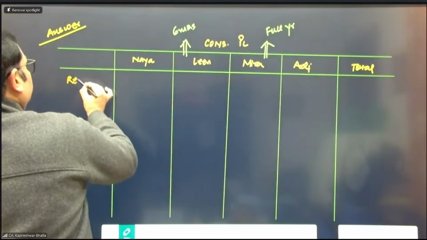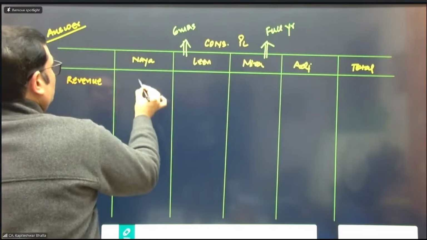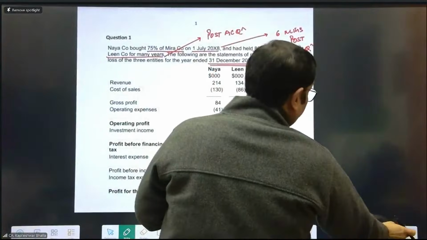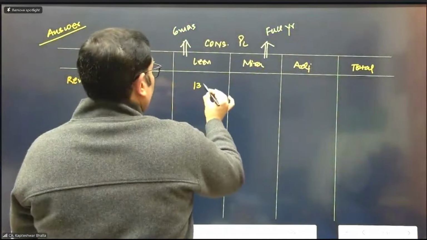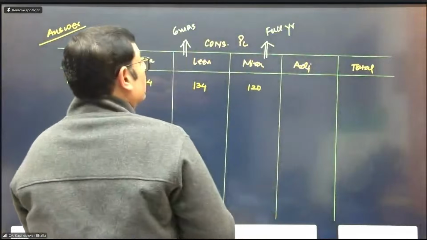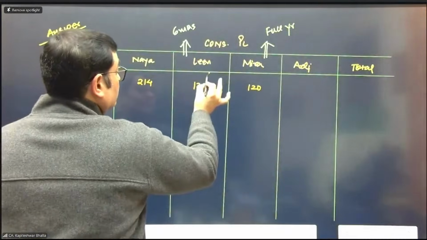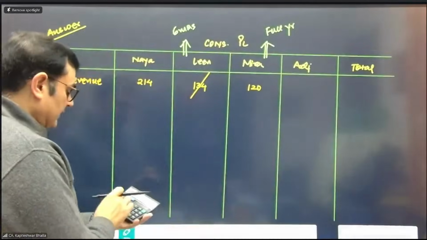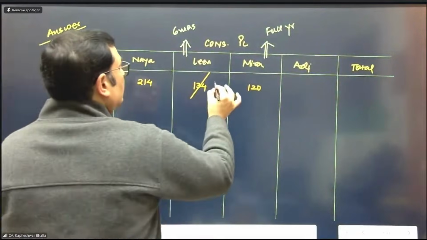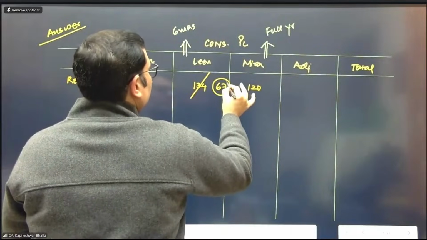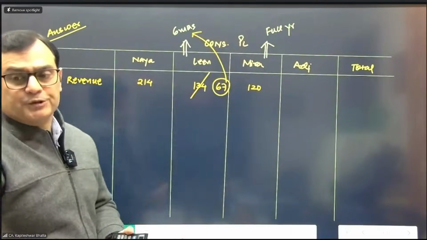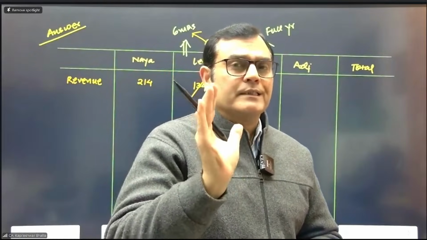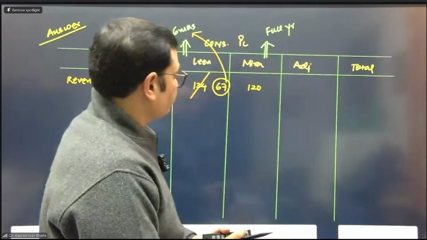So we consider the revenue. This is 214. I forgot the figure. Then it is 134 and 120. But when it comes to this, we need to consider 6 months. So I've just written 134, so that you remember we need to take 6 months. So 134 can be divided by 2, we'll take 67. Just to give you the focus that we're doing the consolidation for 6 months only: 6 months income, 6 months expense.